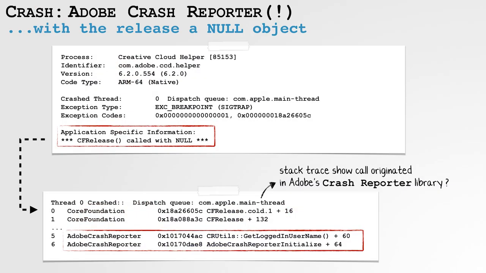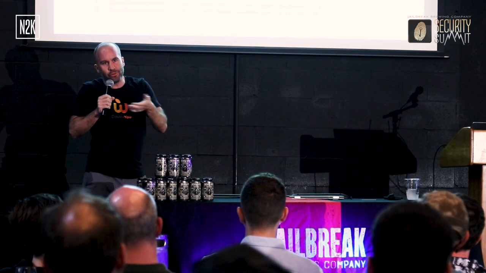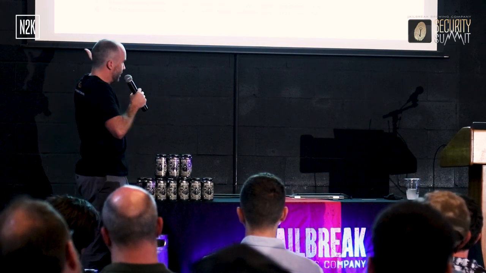And in this crash report, we can see there's actually information that tells us exactly what went wrong. It said, the application called CFRelease with null. If we look a little closer, the faulting instruction is within the CFRelease API. There is not a bug in the CFRelease API. It's that it was called, as the crash report says, with null. So if you pass a null to memory release, in this case, it's going to crash.